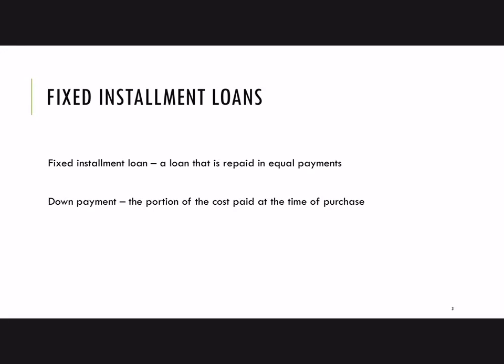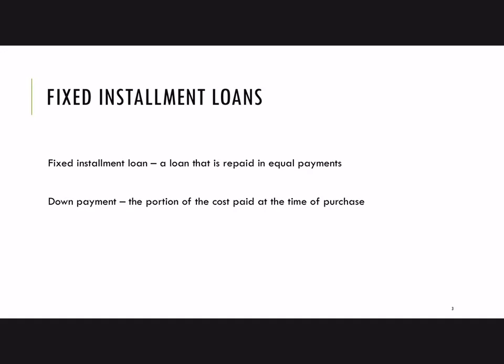All right, fixed installment loans. These are loans that are repaid in equal payments. So for instance, let's say you buy a car, then if you had a loan for, say, $10,000, if it's a fixed installment loan, then you would have a set equal amount to repay, usually each month, until that car is paid off. The down payment is the portion of the cost that's paid at the time of purchase.